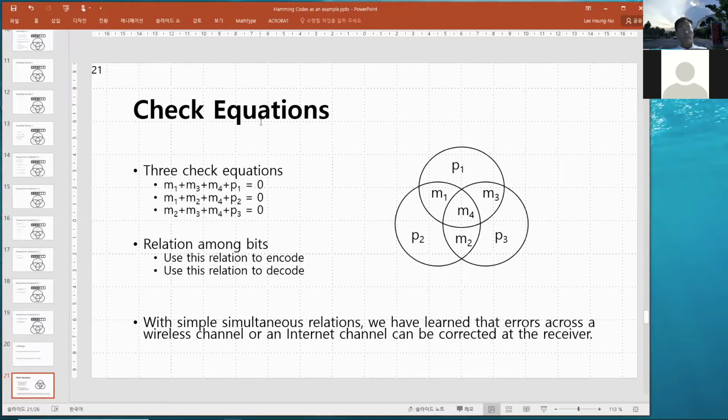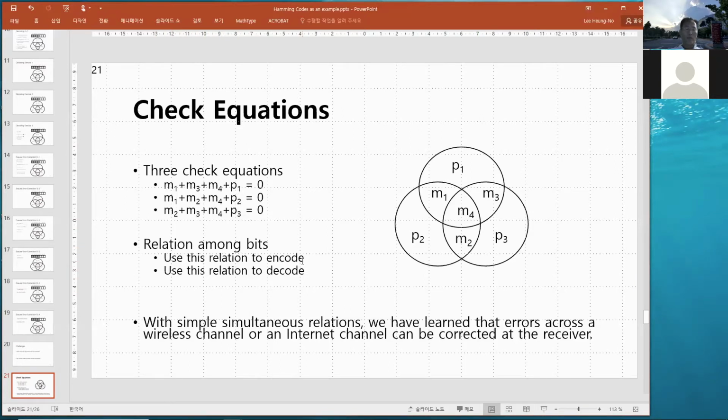Okay, the check equations are represented in terms of circles, and can in fact be written this way. So M1, M3, M4, P1 is equal to 0. M1, M2, M4 plus P2 is equal to 0, and so on. So there are 3 equations, 3 circles, okay? We use this relation among bits to encode so that you have a code word, and then we use this relation to decode from a received word. The received word has some erasures and bit flips. Some of these patterns can be corrected.